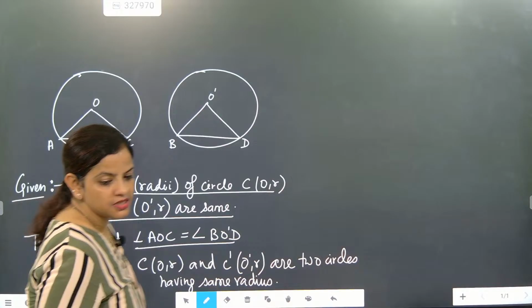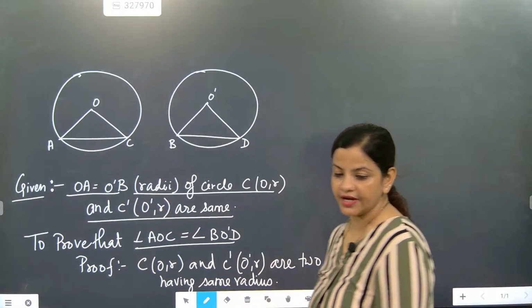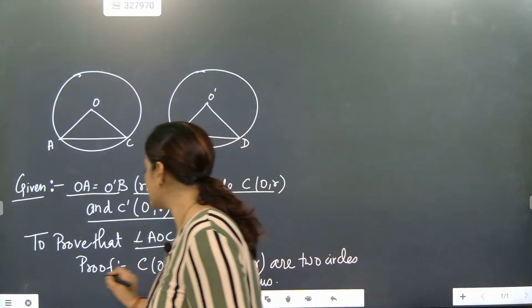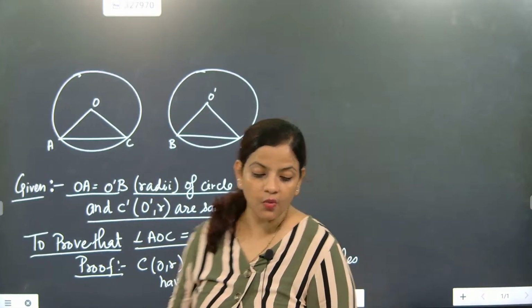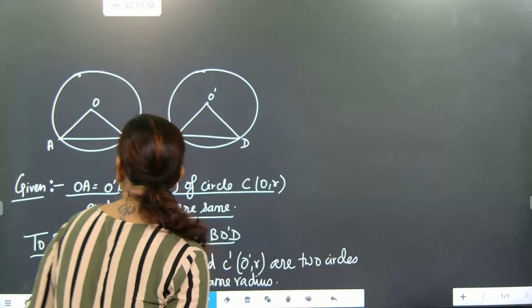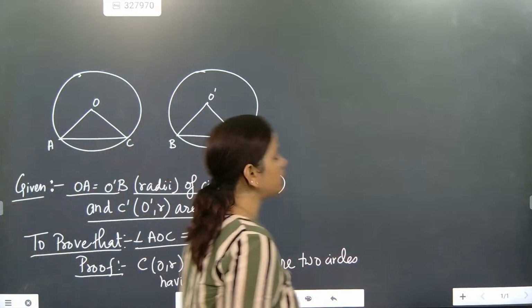Two circles having the same radius. So this part we have studied. Now what next we are going to do? These are the two circles having same radius. Now what we need to prove?